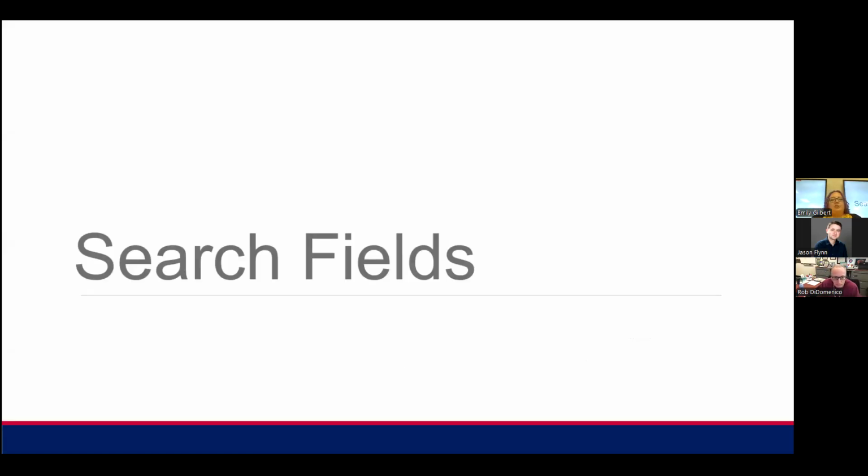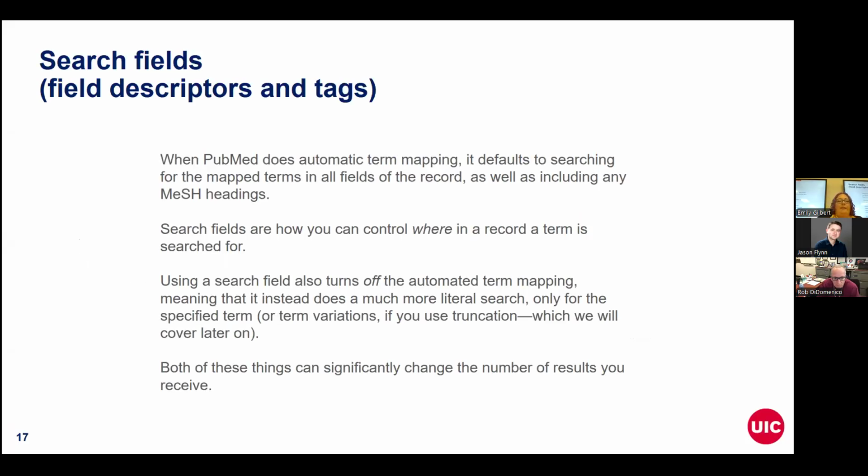All right, search fields. Search fields are also called field descriptors or field tags. When PubMed does automatic term mapping, it defaults to searching for all of the mapped terms in all fields of the record. So that includes any MeSH headings, it includes affiliations, grant titles.